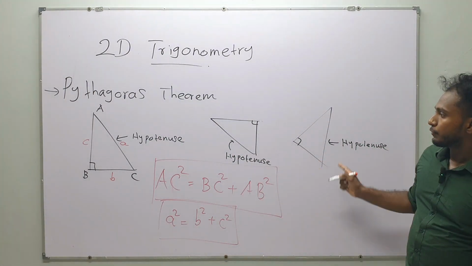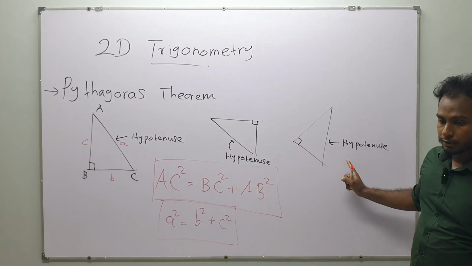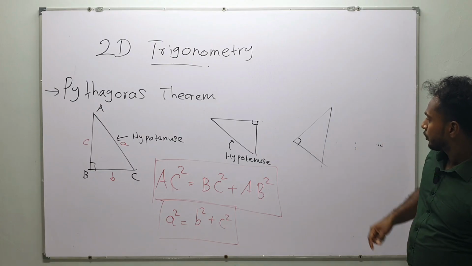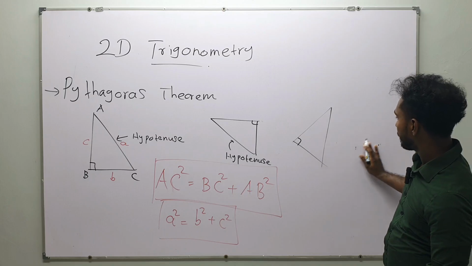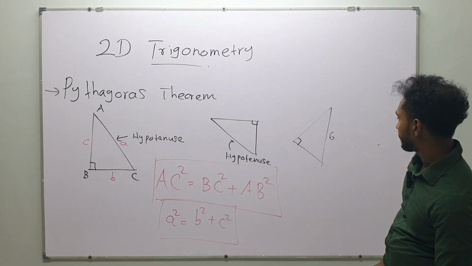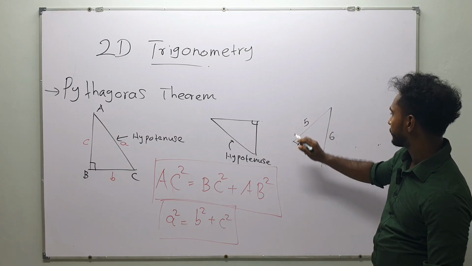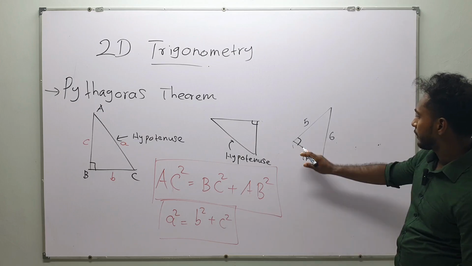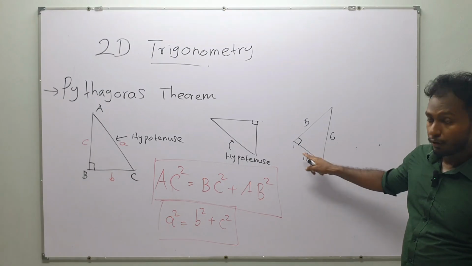We'll do one question based on this one. All right, let me take this particular triangle. I will give the length of this side as 6, and this side as 5, something like this. You want to find the length of this side, x. All right, then the length x should be found.